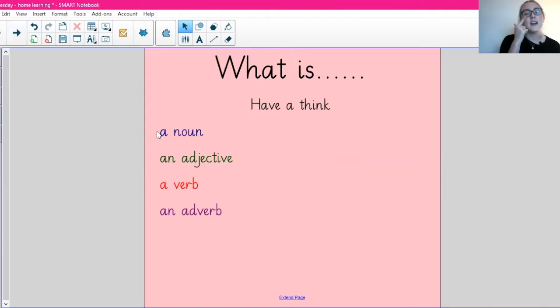So to get us introduced to this lesson, I'd like us to have a little think about what a noun, an adjective, a verb, and an adverb is. Now, we should all be familiar with these word forms because I know we've done them before, but just have a think, maybe pause the video and have a recap on the definitions of these word forms. We're going to have a look on the next slide, but just see if you know before I tell you what they are.